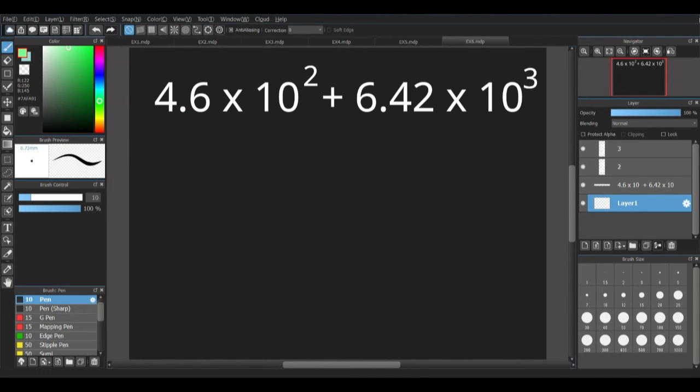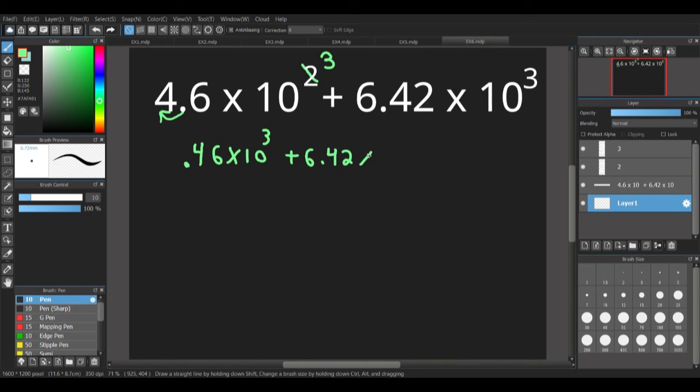For our last example, we are going to do 4.6 times 10 to the 2nd plus 6.42 times 10 to the 3rd. In this one, I'm going to increase the 2 to a 3. And when we increase the exponent, the decimal moves to the left. So we're going to get 0.46 times 10 to the 3rd plus 6.42 times 10 to the 3rd. Now that our exponents are the same, we can add our coefficients.